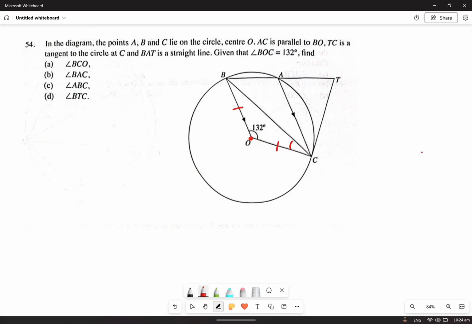Okay, so let's do BCO first. Angle BCO is actually how much? What is BCO? 180.